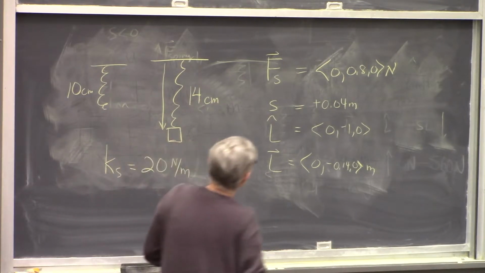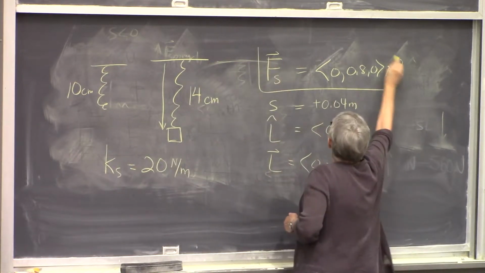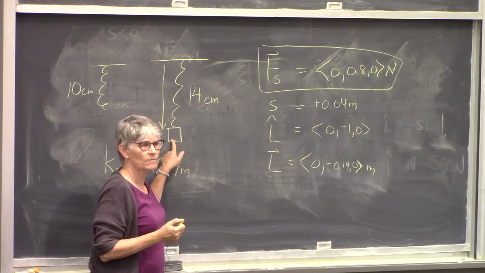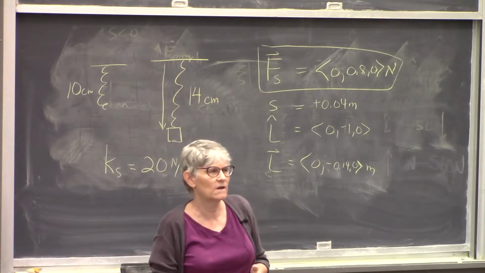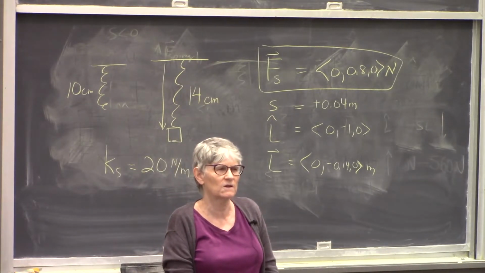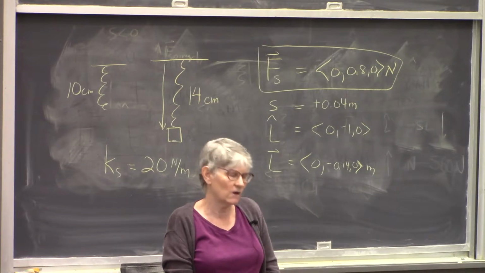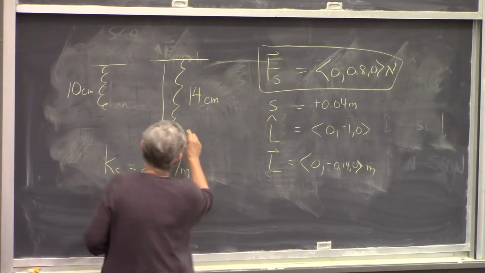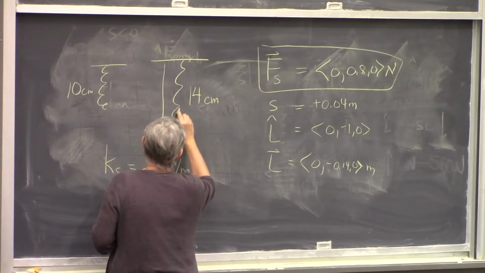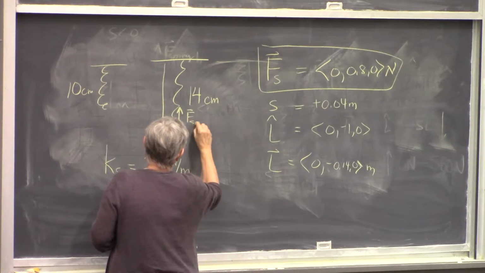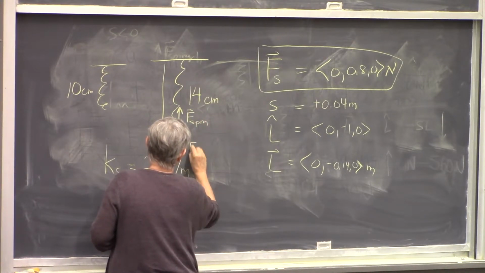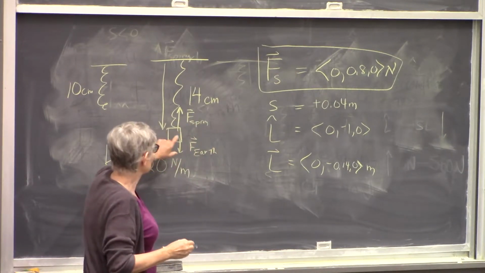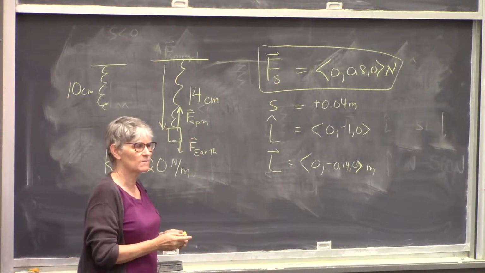Is this force that we calculated the net force on this block? No. Why not? What other forces are acting on the block? Gravity. So the Earth is interacting with the block too. So we actually have two forces. We have the spring pulling up, and we have the force due to the Earth pulling down. This force isn't changing, but this one is, and we get some interesting motion.